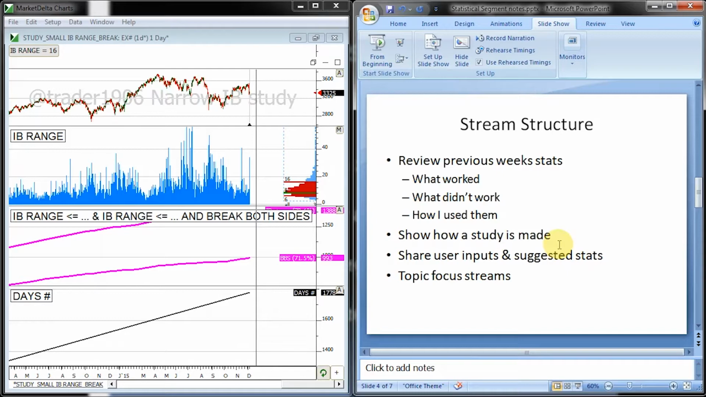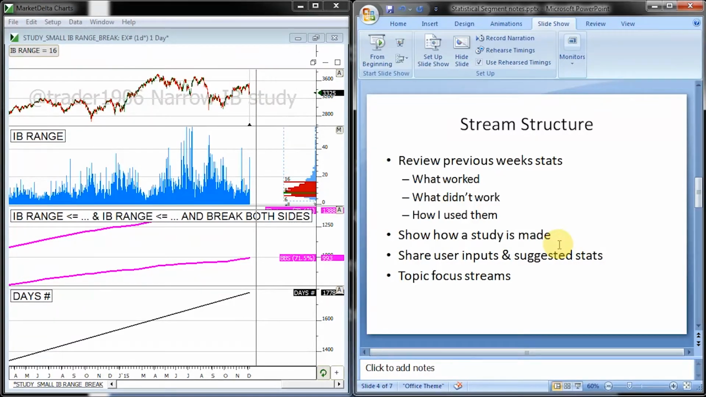The structure of the stream is going to be I'm going to review the statistics that have worked, what didn't work, and how I was using them during the week. Then I'll go through a study that I've made. Then I'll share the suggested statistics from the guys and girls at Futex Live. I'll try and build them in the week before, and then I'll come on and share them.